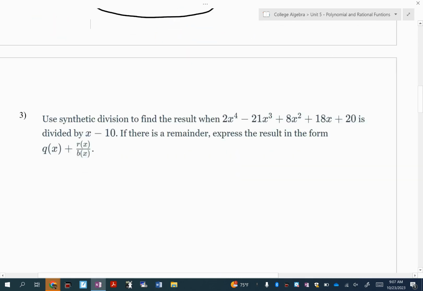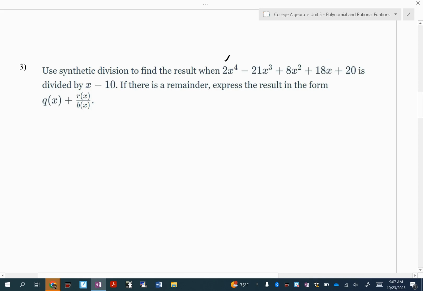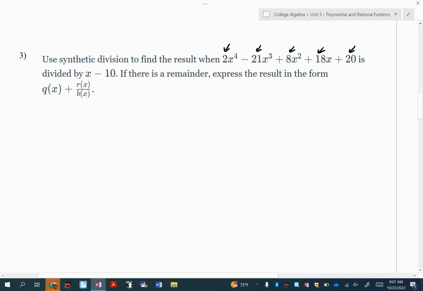Let's move to synthetic division. So hopefully you'll find this to be a little bit quicker. Remember, the way to do this is you take all of the coefficients, including their signs, right, and write them down. So 2, negative 21, 8, 18, and 20. I always check to make sure that I didn't skip any, right? It goes 4, 3, 2, 1, and then the constant. All right, so I don't need to worry about any placeholders.